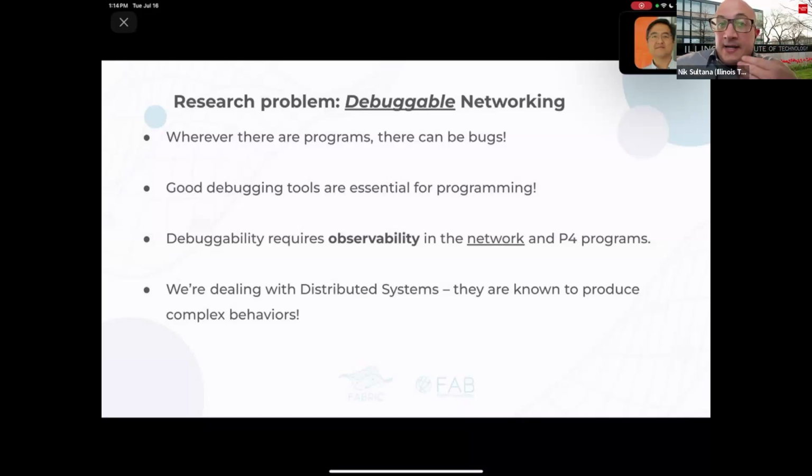And then we step back to think, how can we build those debugging tools? From experience of having debugged many programs of different architectures, we know that debuggability is something that's enabled by observability, right? You have to see how the program is working, be it directly or indirectly, in order to see how it deviates from how you intend it to work. And for those of you who are interested, this is a subset of working with distributed systems that are known to have very complex behaviors.